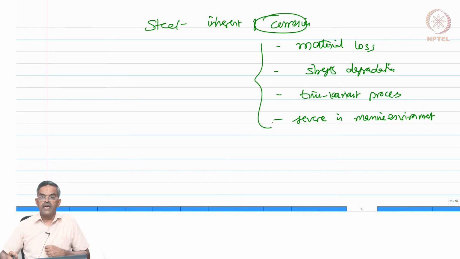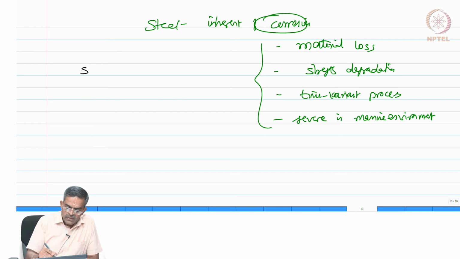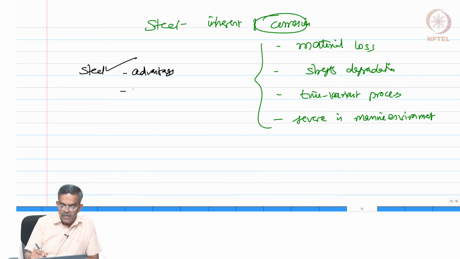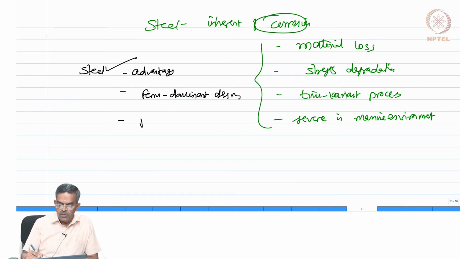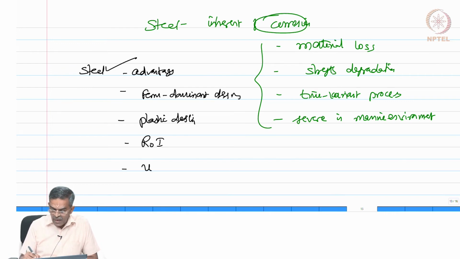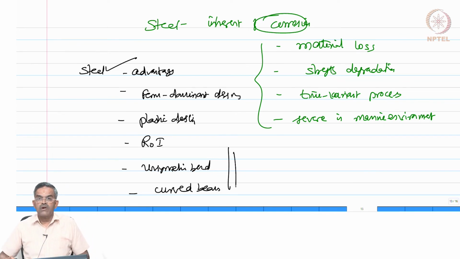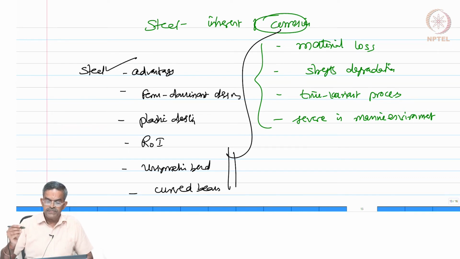So, on one hand we say steel has got many advantages. It is very good for form dominance. It is very comfortable to use plastic design. It has got very good return on investment. It can handle unsymmetric bending loads. It can also get fabricated for curved beams, but it has got a major demerit, it undergoes corrosion.